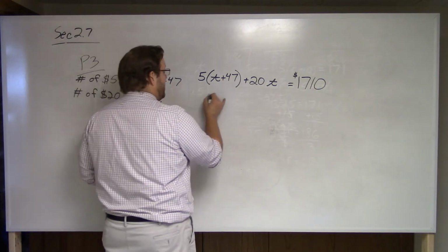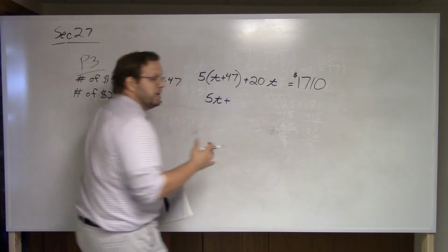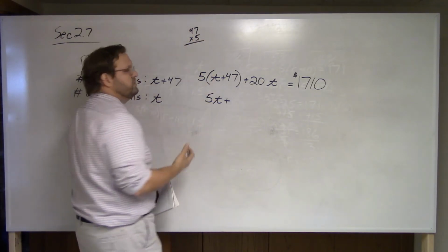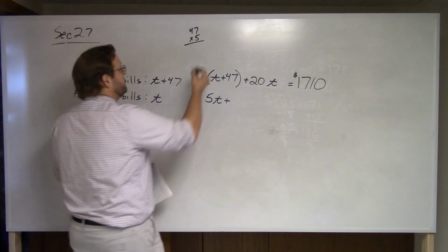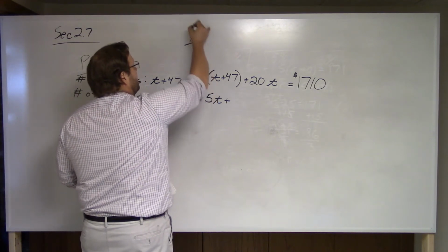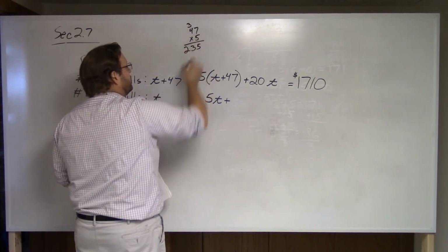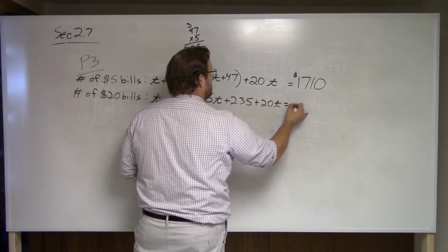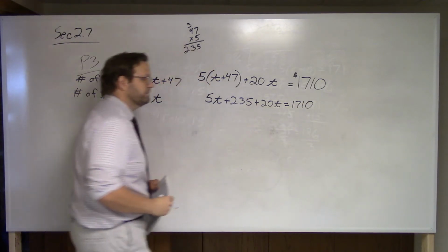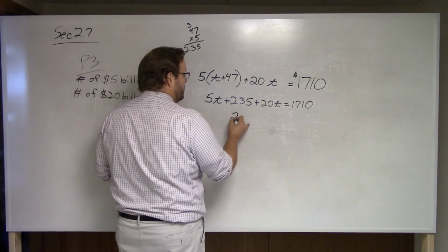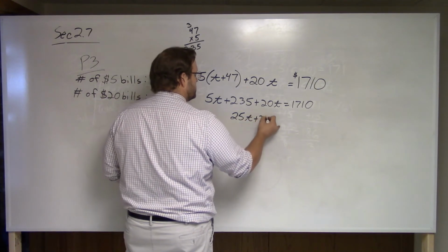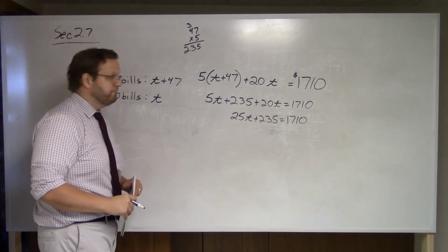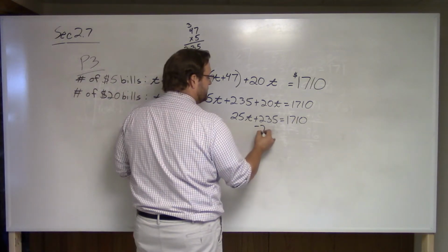Now I just have this to solve. So I've got 5t plus, again, something like this, if you need, do that. That's a good practice. That's good exercise to go through. 7 times 5 is 35, 23, so 235 plus 20t equals 1,710. I've got 25t plus 235 equals that. Subtract the 235.